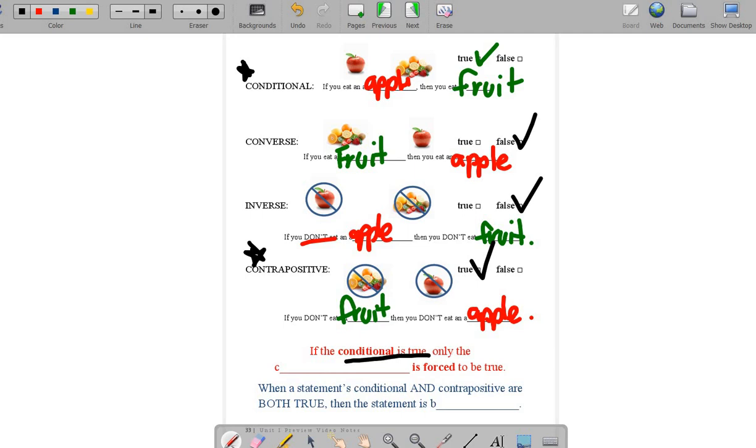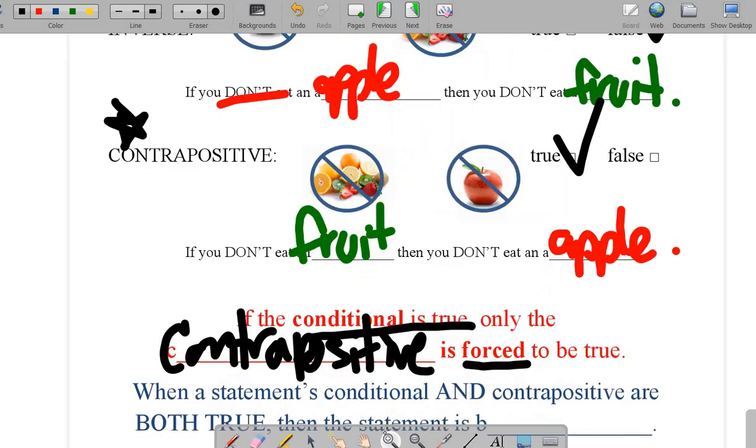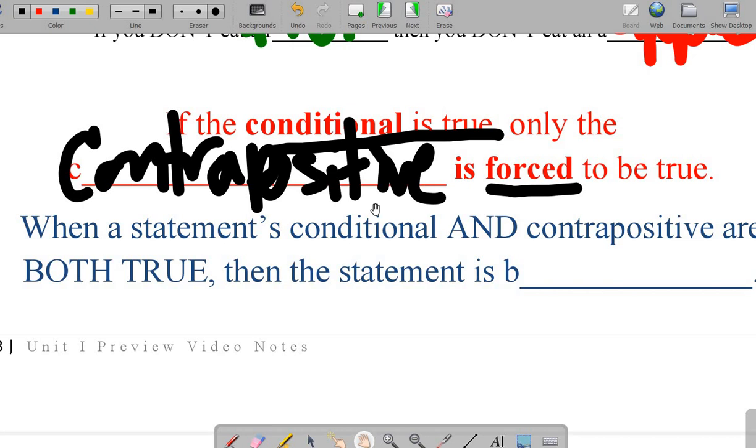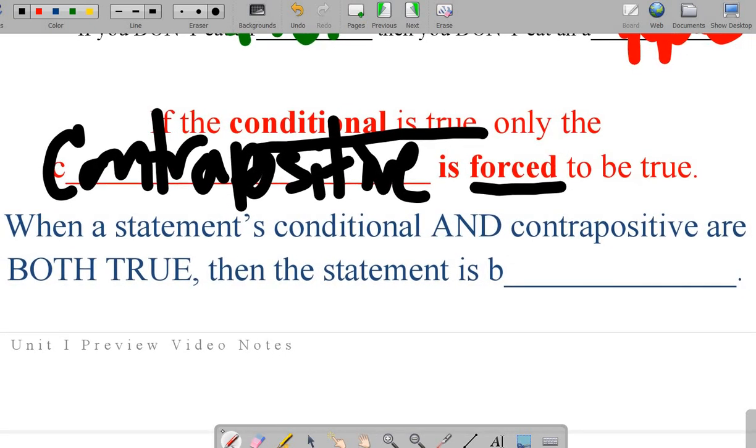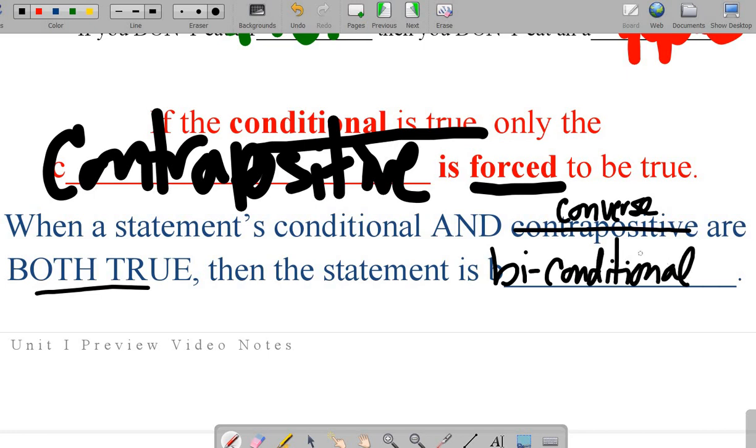If the original conditional is true, only the contrapositive is forced to be true. There is one exception, of course. If the conditional is true, only the contrapositive is forced to be true. Now, when a statement's conditional and, this should be changed, converse, are both true, then the statement is what's called biconditional. You're going to see that on the next page. That word contrapositive should be converse. Cross it out.